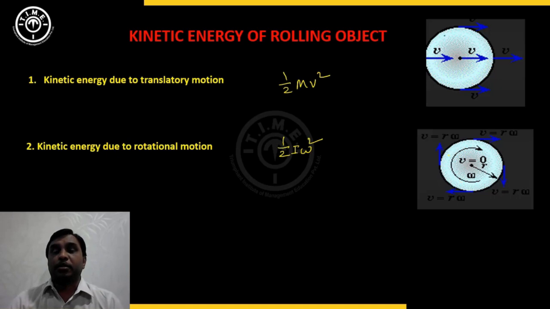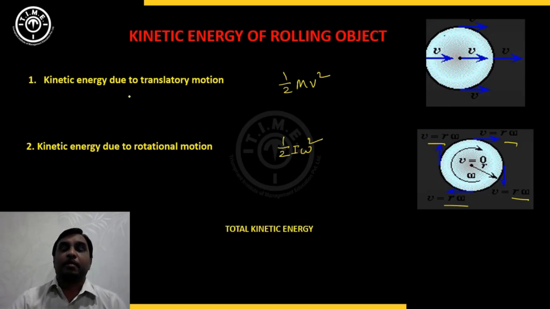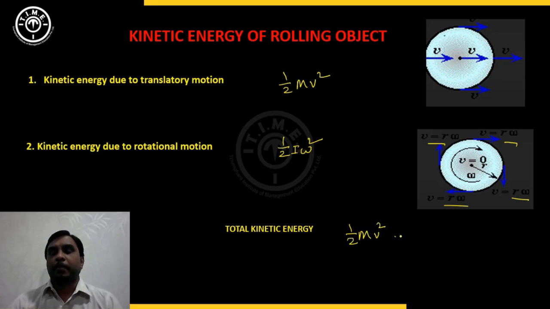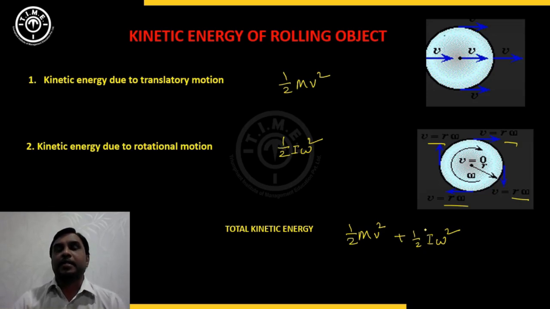When you talk about rotatory motion, all the particles are at the same distance from a fixed point. They are also the same magnitude, but the direction changes. So when you talk about the total energy, it is a sum of kinetic energy due to translatory motion and kinetic energy due to rotatory motion. Let me write that expression. Total kinetic energy is half mv square plus half I omega square. What is I? I is the moment of inertia of that particular rotating object about that fixed point.